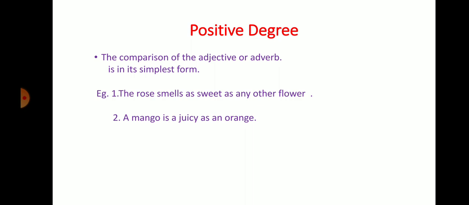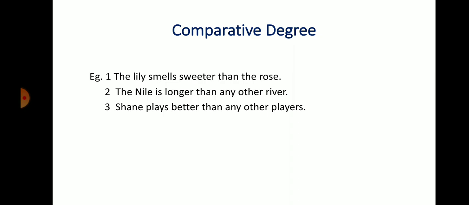Let's move on to the next, the comparative degree. In this case, a comparison is made between two animals, two things, two humans, two places, or two things. The lily smells sweeter than the rose. See, here we are comparing two flowers. We are comparing the lily and the rose, and we are saying it is sweeter than the rose.